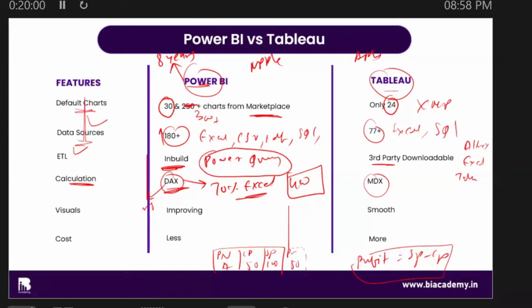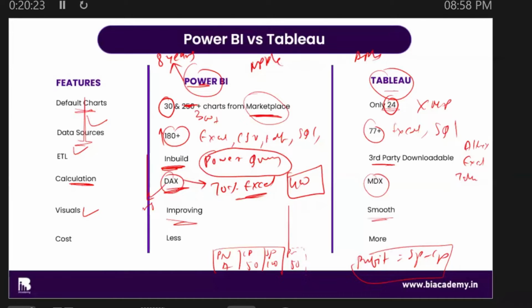Talking about visuals, Power BI has custom visuals, which are also known as the visuals available in the marketplace. That's why their visual quality is not that smooth like Tableau. They're improving day by day, but Tableau has a smooth visual quality because they have a strict 24 visuals. They don't have any other visuals. That's why they have a smooth interface.